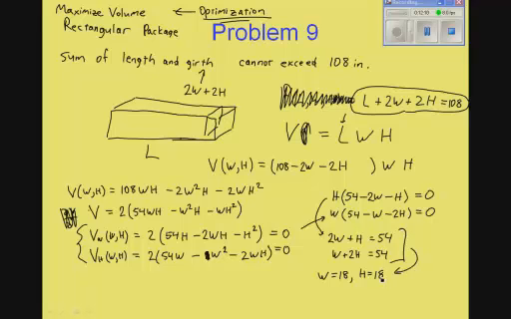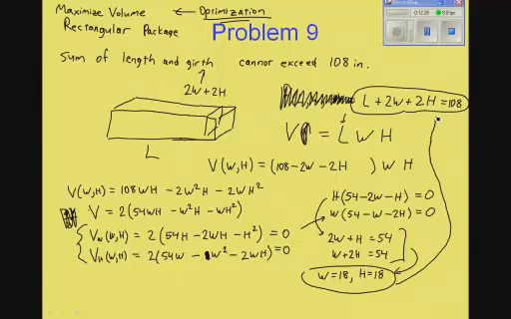And then I come back up here, 36 and 36 is 72, so then go back up here. 108 minus 72 is 36, so I get L is 36.